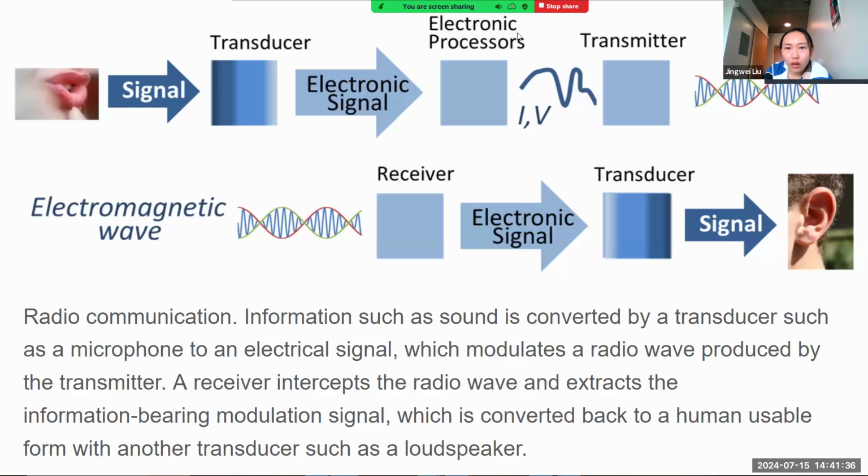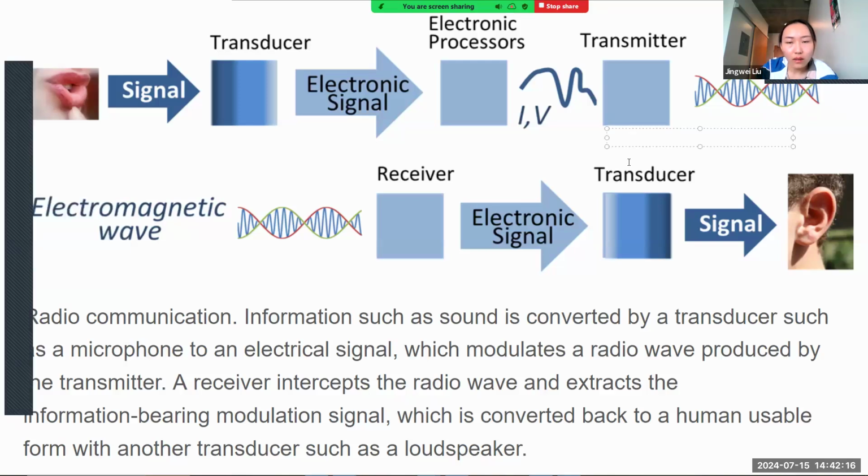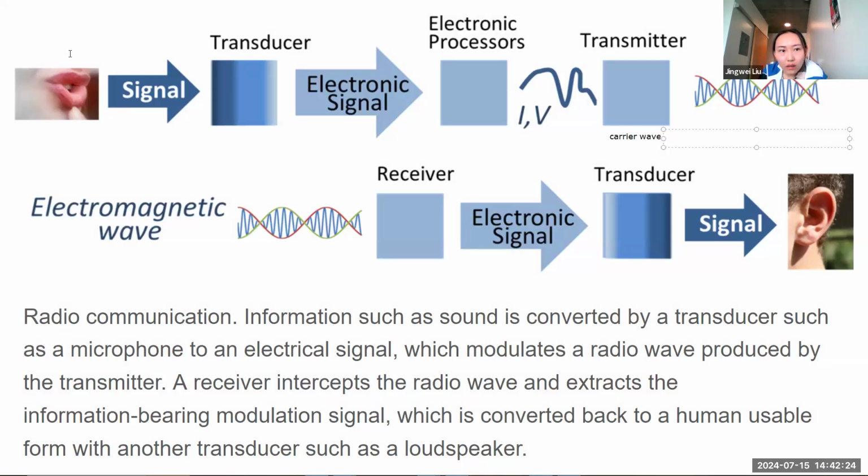And this electronic signal will go through this thing called the electronic processor. Okay? So it will process this signal somehow, and then it goes to the transmitter. Here information such as sound is converted by the transducer to an electronic signal which modulates a radio wave produced by the transmitter. Okay, so this transmitter will produce the carrier wave. So this transmitter will generate the carrier wave.